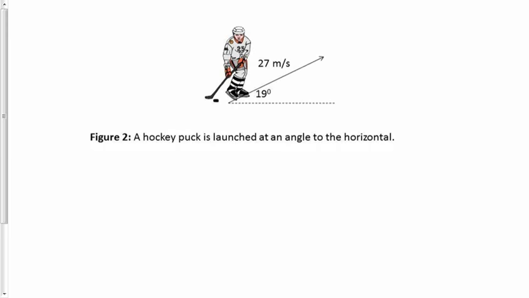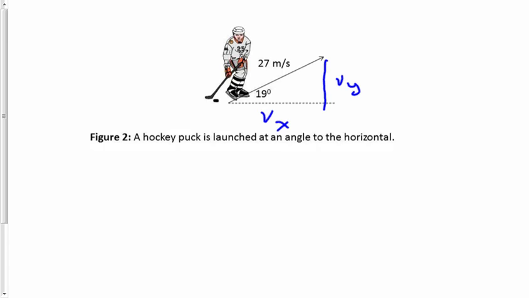A hockey puck is launched at an angle to the horizontal, and our job is to find the max height that the hockey puck goes and the total horizontal distance the hockey puck goes. Now we have an angular projectile, so the first thing we do is break this into Vx and Vy. This will be the Vx going in this direction, and Vy will be in this direction here.